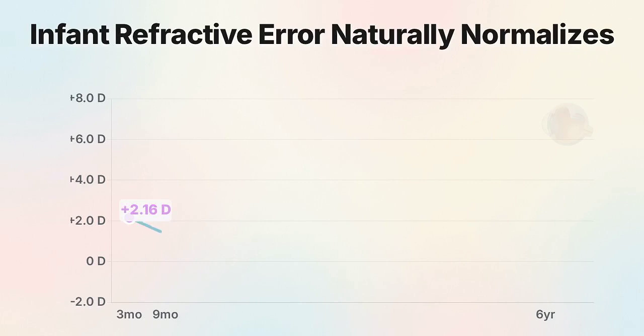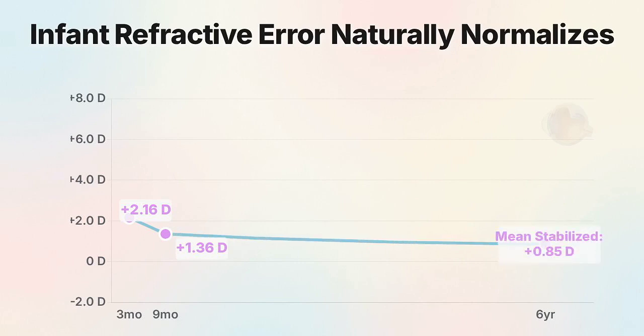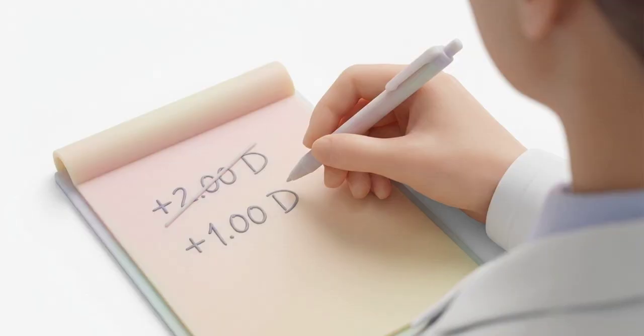By 9 months, this mean drops to plus 1.36. The rate of change then slows. By 6 years, the standard deviation compresses, stabilizing between plus 0.70 and plus 1.00 diopter. This data supports the common clinical practice of deliberate undercorrection in healthy pediatric patients.